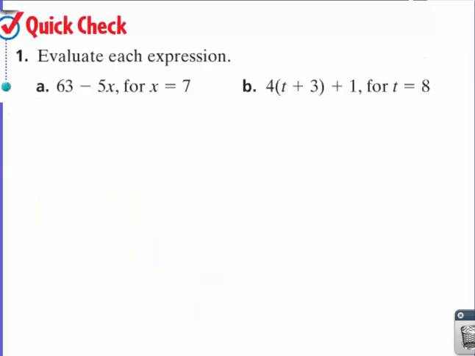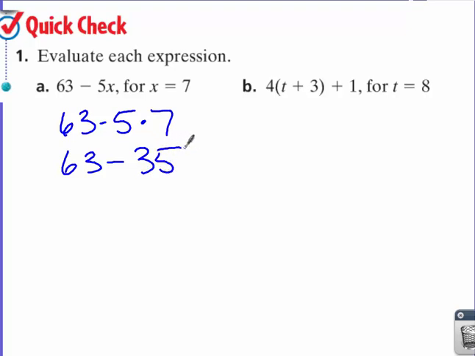So let's see if we can do another couple problems. A says evaluate 63 minus 5x for x is equal to 7. The first thing I want you to do is say what this means in your head: 63 minus 5 times the value of x. So we write 63 minus 5, and we plug in our 7 for our x. Now we evaluate using order of operations. We have to do the multiply first. 5 times 7 is 35. And then 63 minus 35 gives you 28.